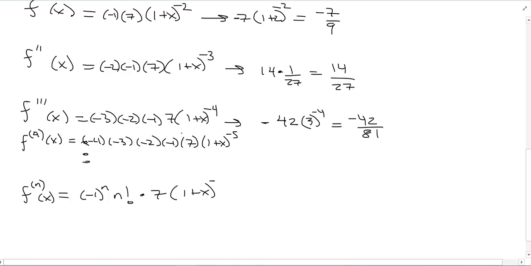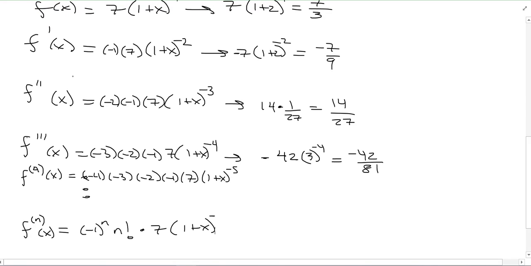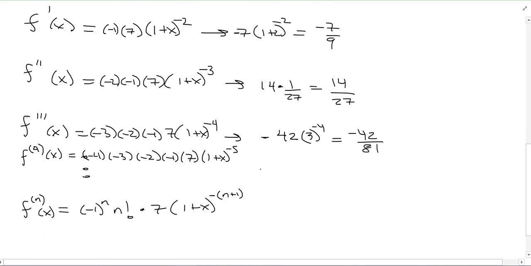This is why it's nice to not do the math, because then I can see, okay, let's go back from the beginning. When it's the first derivative, I have a minus 2 there. When it's the second derivative, I have minus 3. When it's the third derivative, I have minus 4. Fourth derivative, I have minus 5. So if I have the nth derivative, this is going to be a minus n plus 1, right? That's one more than the number of derivatives that I'm taking. So when you evaluate it at 2, this will be negative 1 to the n, n factorial times 7 times 1 plus 2 to the negative n plus 1, which is 3 to the n plus 1.